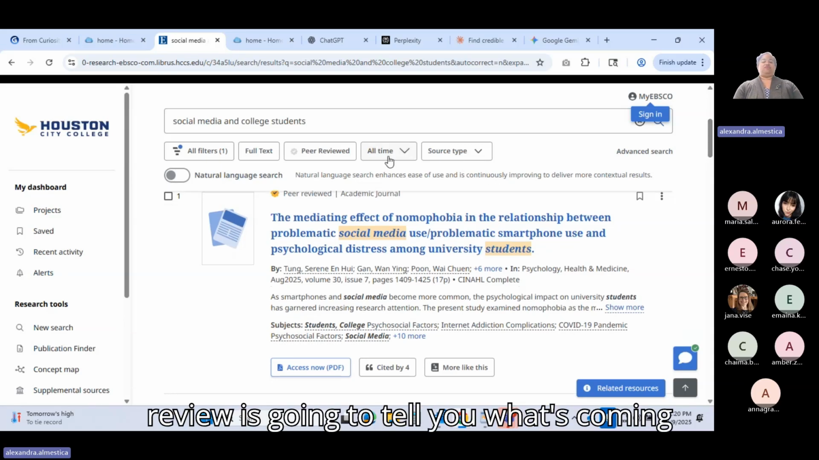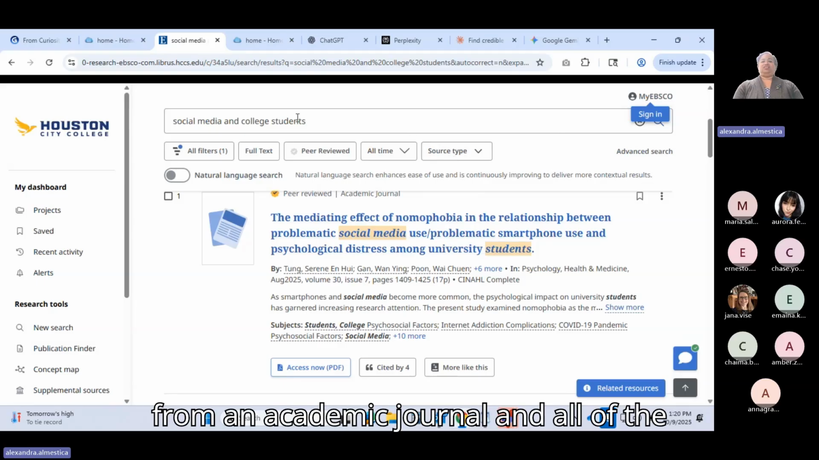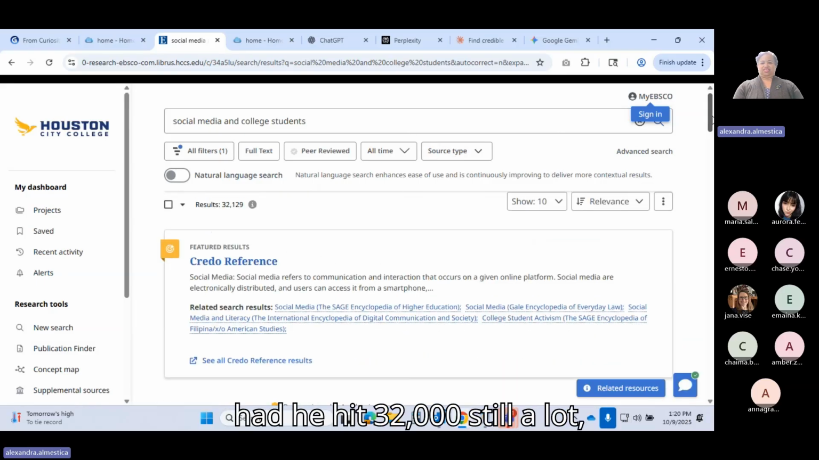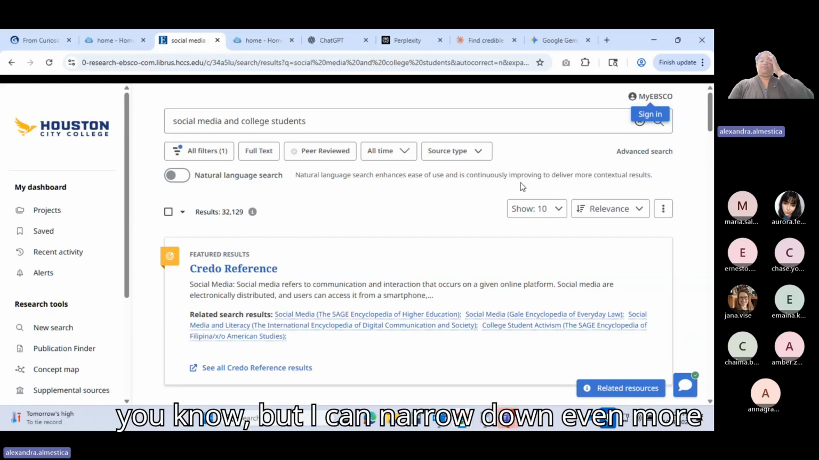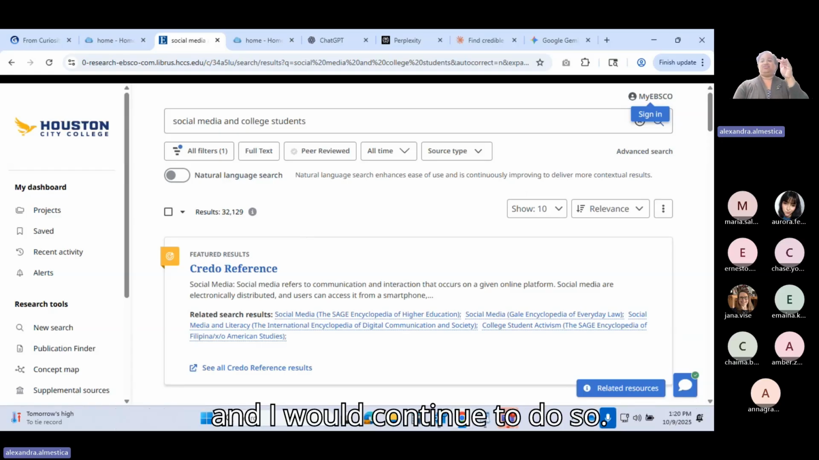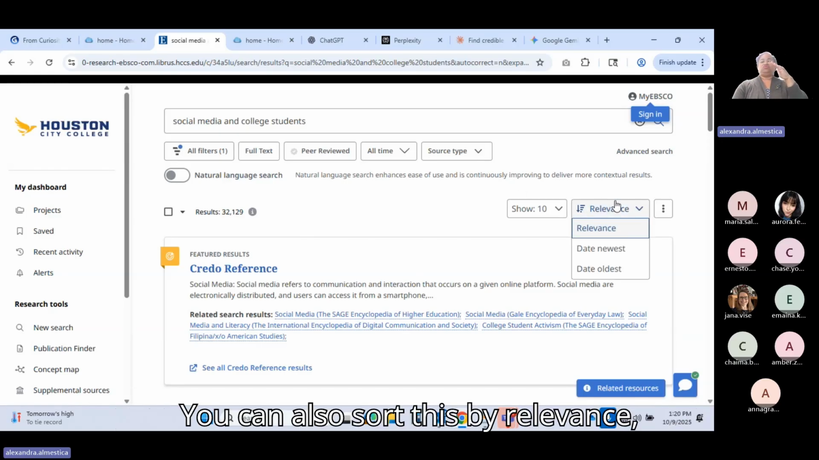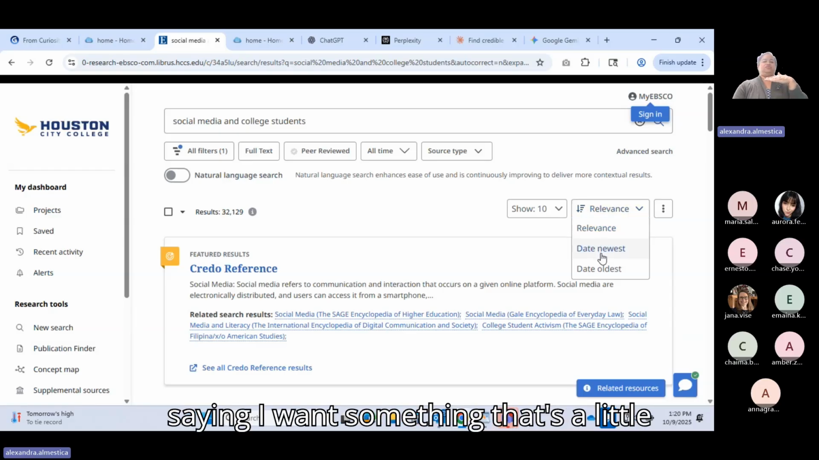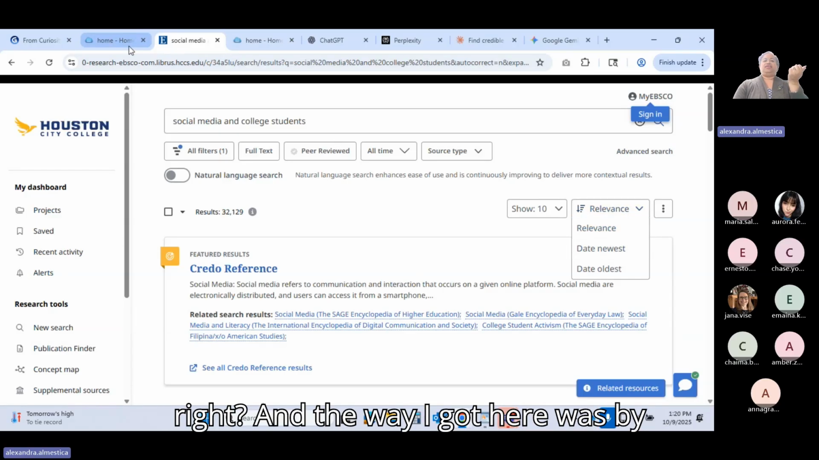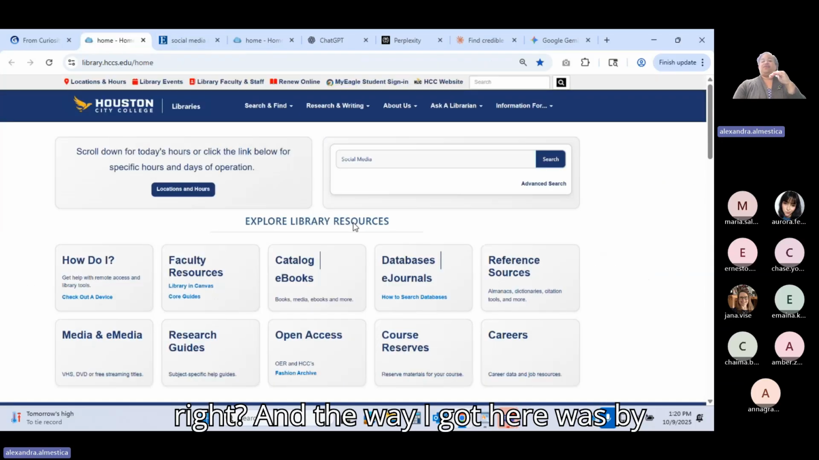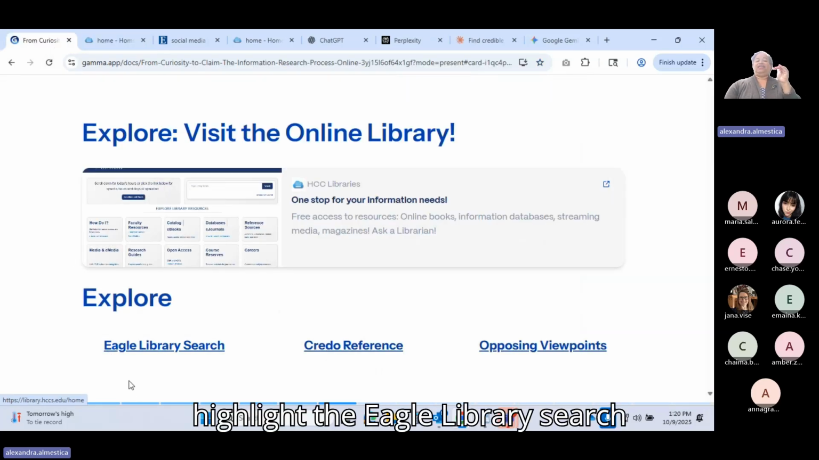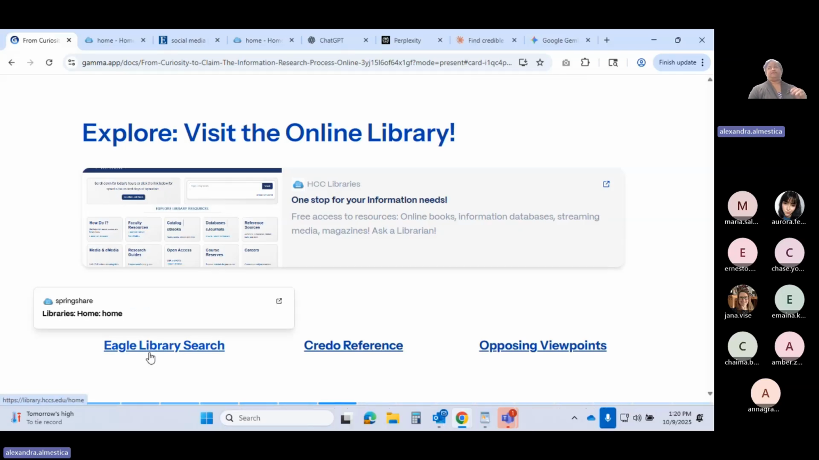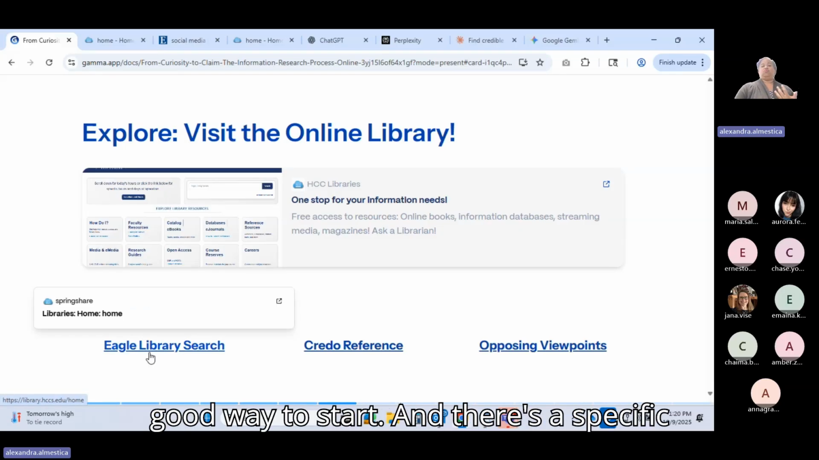It's going to tell you if it's coming from an academic journal. Let me see how many, 32,000, still a lot, but I can narrow down even more. And I would continue to do so. You can also sort this by relevance, saying I want something that's a little bit newer, or I want something that's older, right? And the way I got here was by going to the library site and just starting a basic search with social media, okay? So I highlight the Eagle Library search feature from the library website as a good way to start.